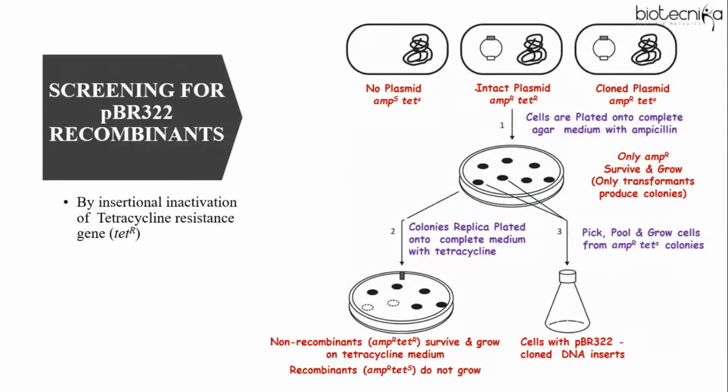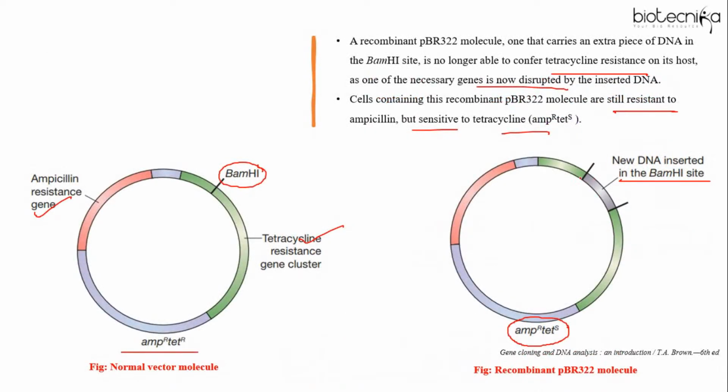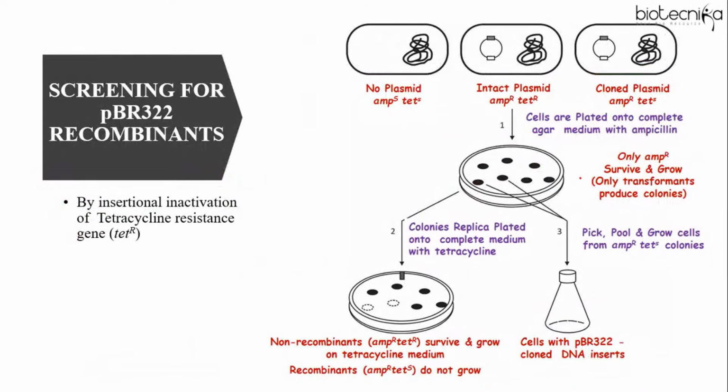The tetracycline gene we are using as a selectable marker gene. So basically, we can identify two things. We are using selectable marker genes to check whether the transformation has taken place or not, and to check whether the desired recombinant DNA molecule has been introduced or not.